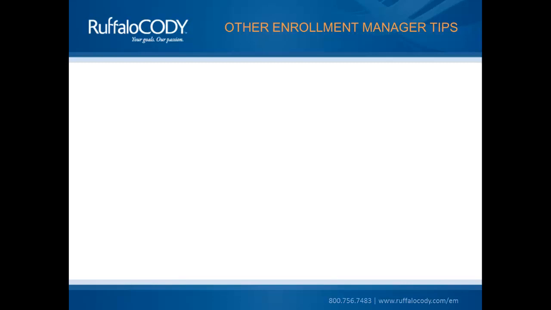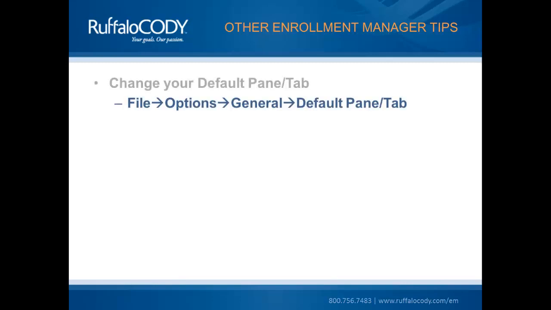All right, so let's walk through some other tips that will help you. First of all, part of what you can change in your user settings is determine which information you want to see by default. When you first launch Enrollment Manager, where do you typically need to go? What do you want to see when you first open up Enrollment Manager? And you have control of that. And that means that some things in Enrollment Manager display faster than others.